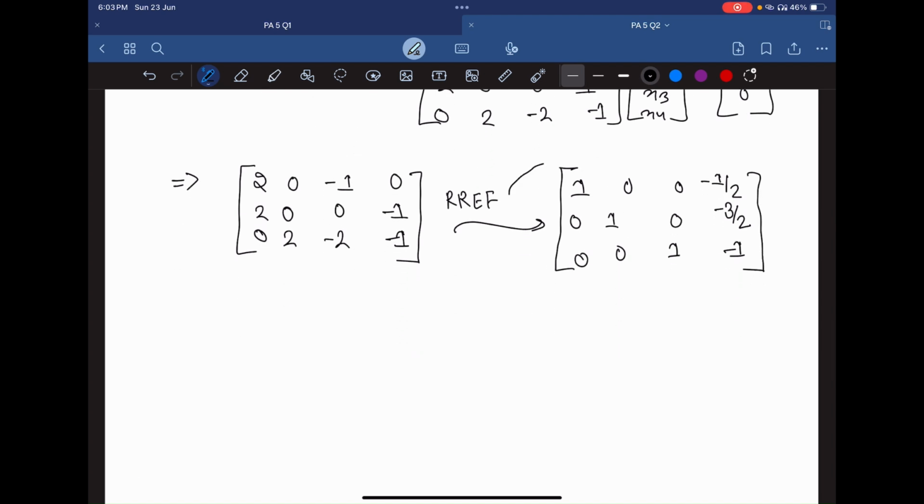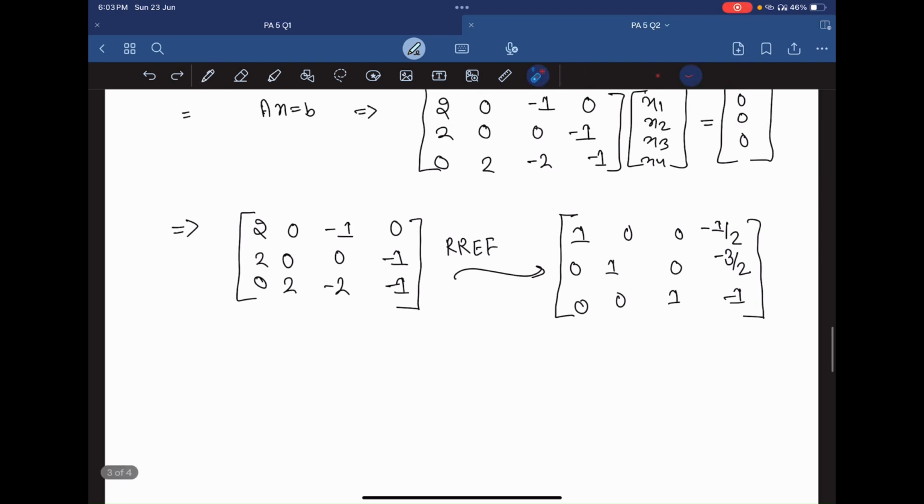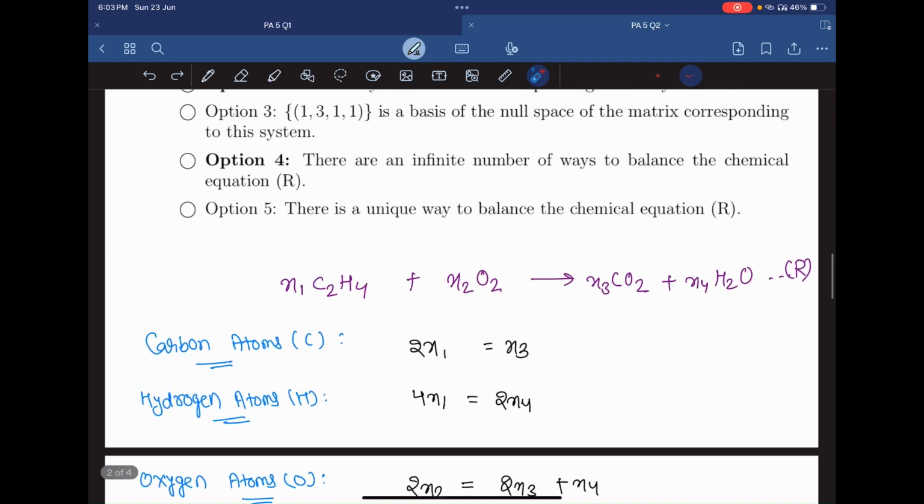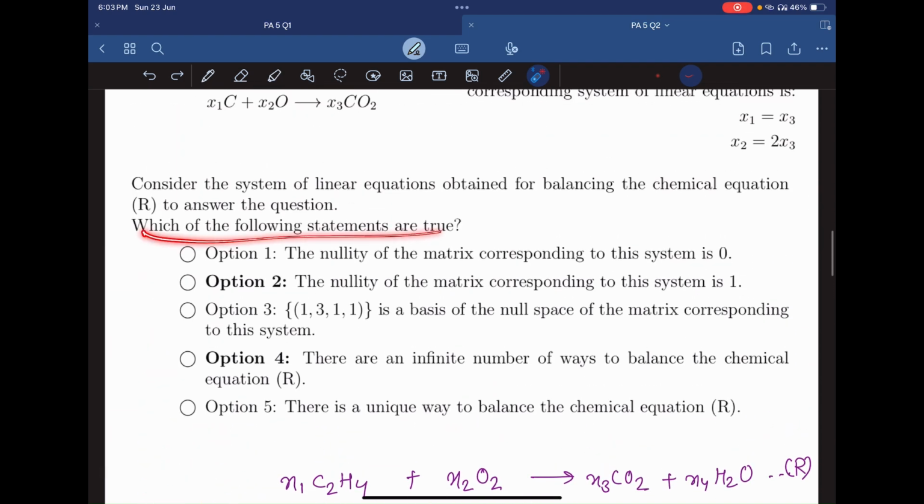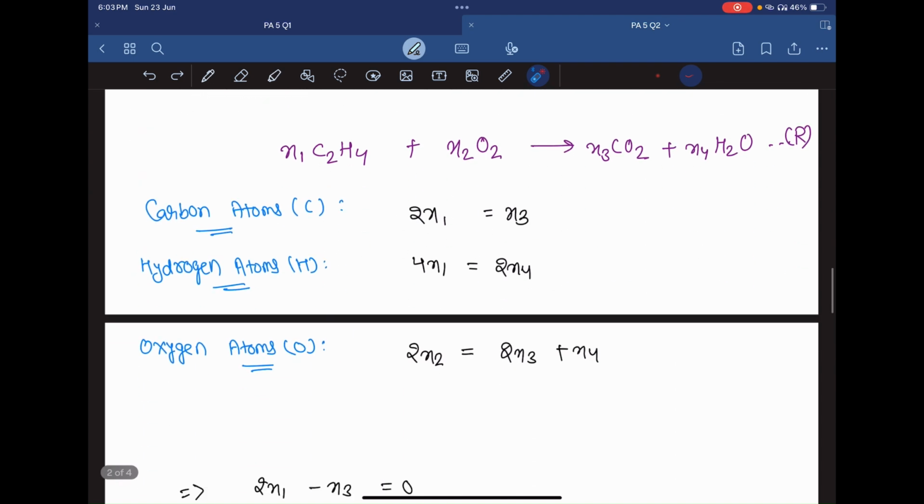So this will be our row reduced matrix for the matrix A. Now let's read the question. Which of the following options are true? So the first two options are talking about the nullity of the matrix.